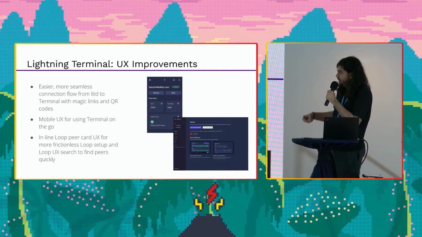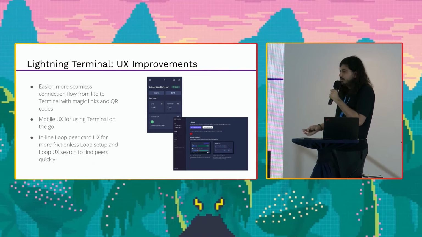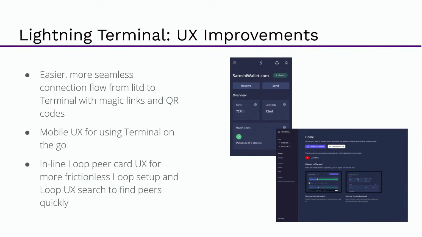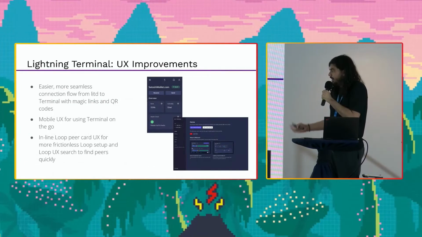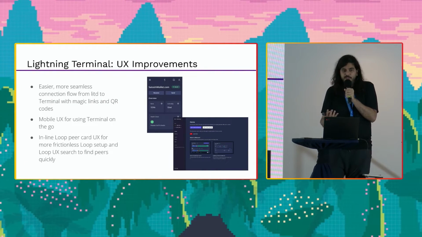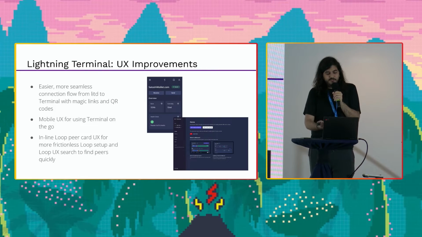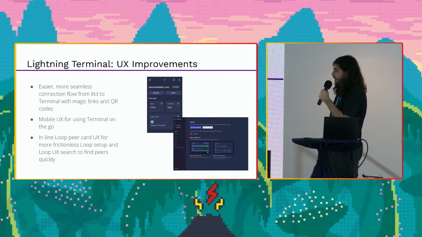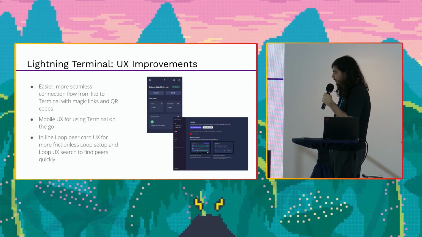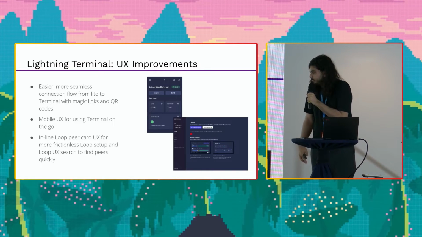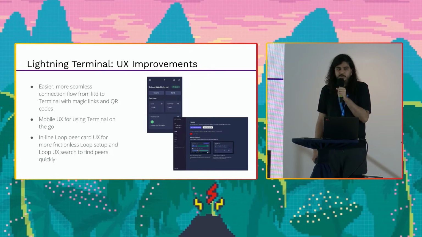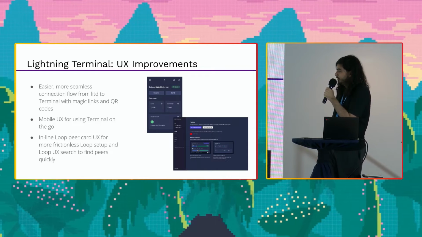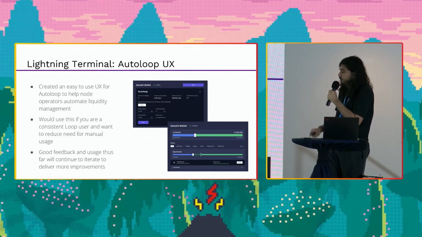One of them is how you connect your node through LNC. Before, you had to create a session and copy the words. Now you have magic links and QR codes, so it's much easier. We also have a mobile UX now, so you can access your terminal website through your phone. And we also have this card UX and improvements, and a more frictionless Loop setup when you are trying to use Lightning Loop.